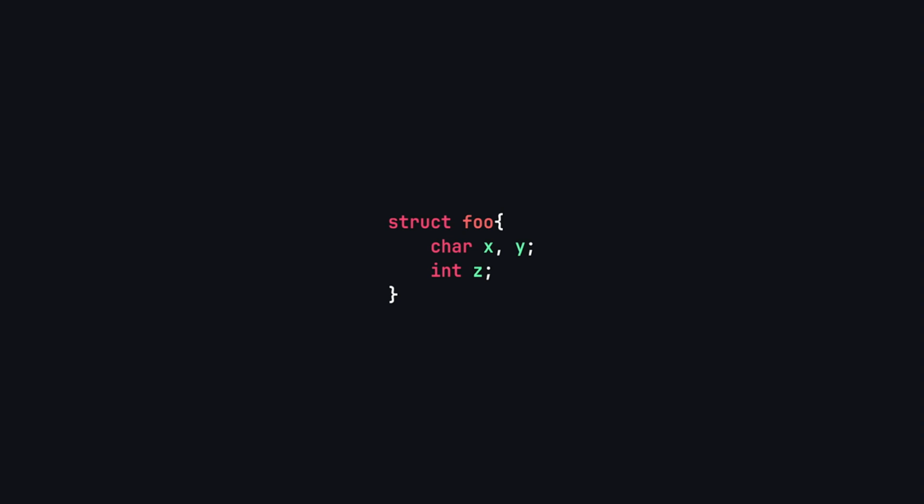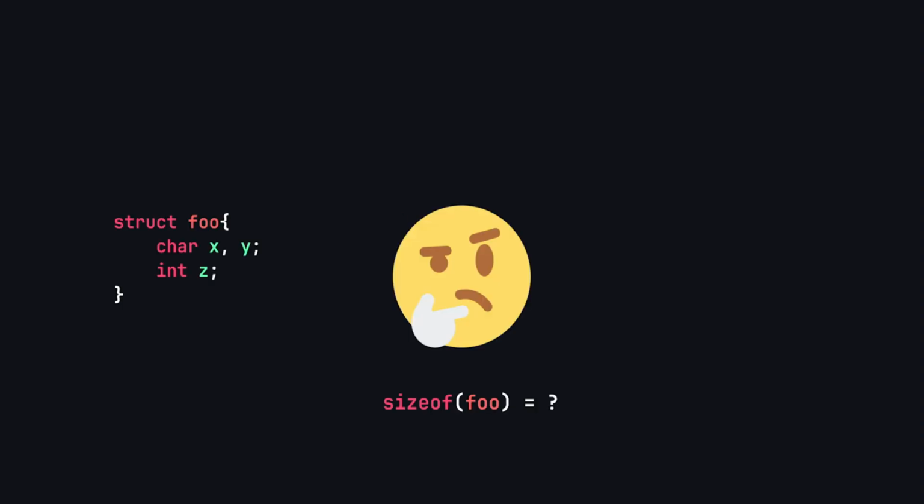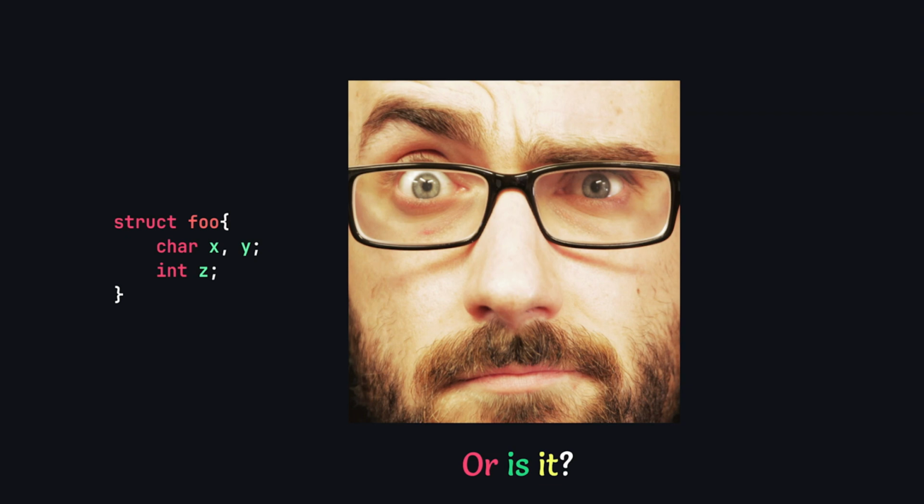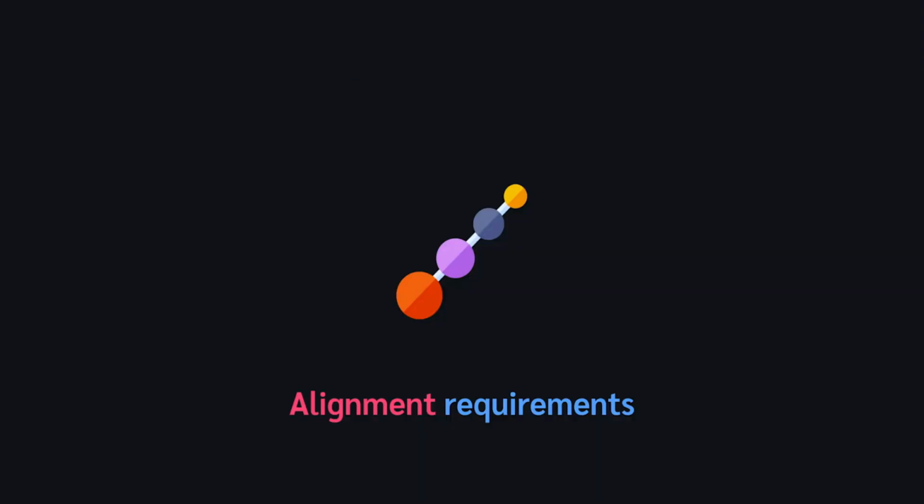In this example, we have two chars, X and Y, and we have an int, which is Z. So what do you think the size of the structure will be? We know that on x86, the size of char is 1 byte and the size of int is 4 bytes. Since we have two chars, we'll multiply it by 2. After adding it up, it seems like the size of the structure will be 6 bytes. Or is it? To understand, you'll have to learn about alignment requirements.